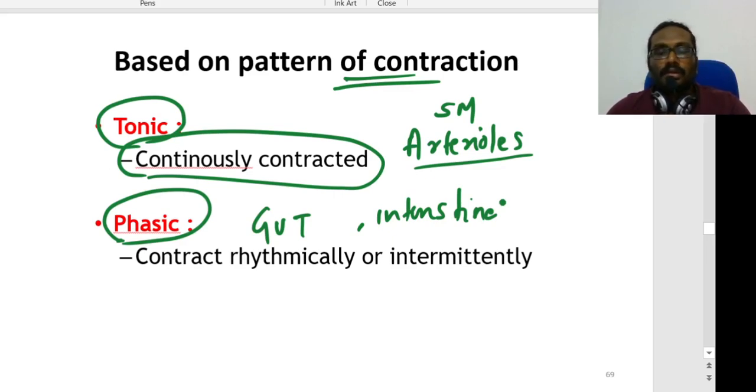We learn, I hope you have already learned in your GIT about all these things. അപ്പോൾ ഇത് നടക്കുന്നത് ഈ rhythmic ആക്ടിവിറ്റി ഉള്ളതുകൊണ്ടാണ്, ഇൻ്റർമിറ്റൻറ്റ് rhythmic ആക്ടിവിറ്റി. അപ്പോൾ അതിന് എക്സാമ്പിളാണ് നമ്മുടെ ഗട്ട് ആൻഡ് ഇൻറ്റസ്റ്റൈനൽ സ്മൂത്ത് മസിൽസ്. അപ്പോൾ ഈ രീതിയിൽ നമുക്ക് ഒബ്സർവ് ചെയ്യാം സ്മൂത്ത് മസിൽസ് ആസ് ടോണിക് ആൻഡ് ഫേസിക് ഗ്രൂപ്പ് ഓഫ് സ്മൂത്ത് മസിൽസ്. To a very subtle level we can make classification as single unit smooth muscles and multi-unit smooth muscles.